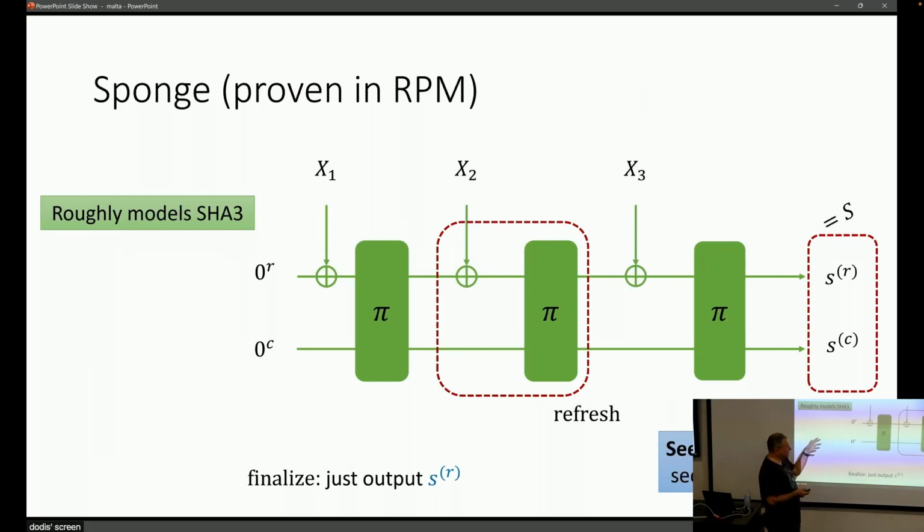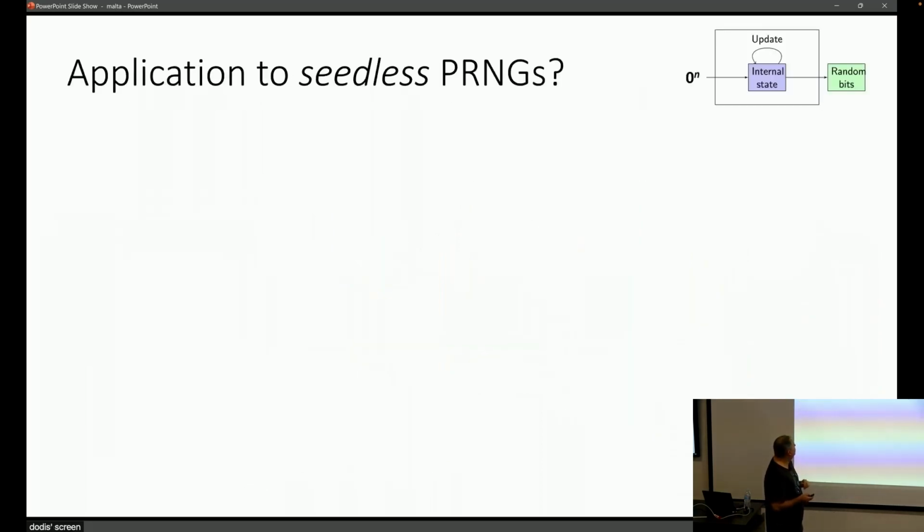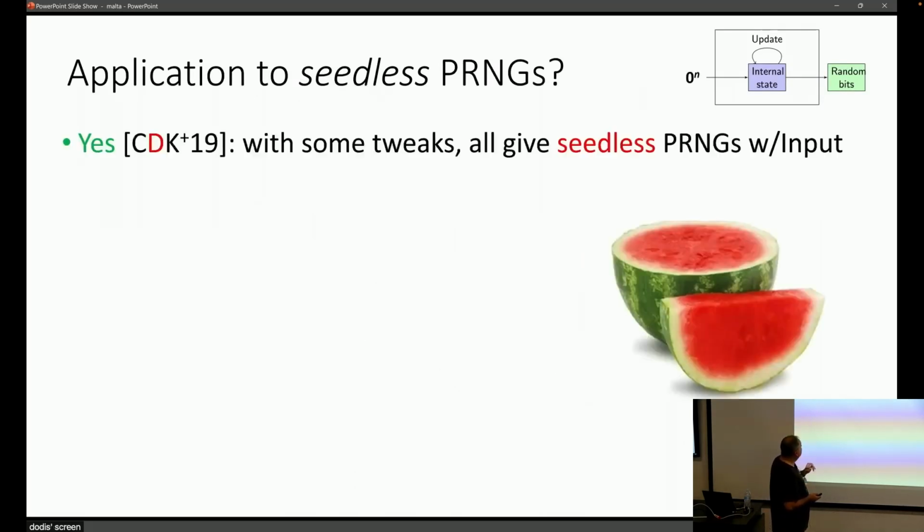So anyway, this is the sponge mode of operation, analyzed in the random permutation model, and as the seeded variant was proven secure by Stefano and Peter Gaži, we proved it in the oracle-dependent setting. Okay, so does it really apply to seedless PRNGs? And the answer is yes, with minimal changes. I gave you the extraction thing, but with minimal changes, we can extend these extractors to give the full seedless PRNGs with input.